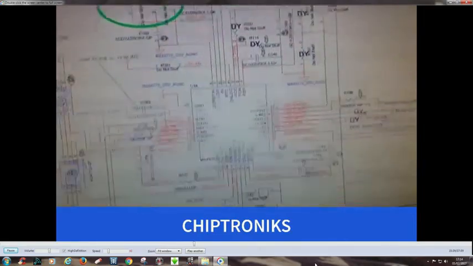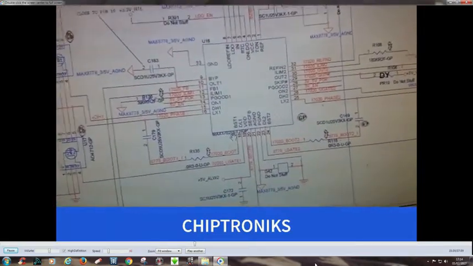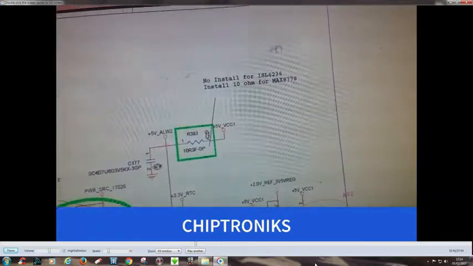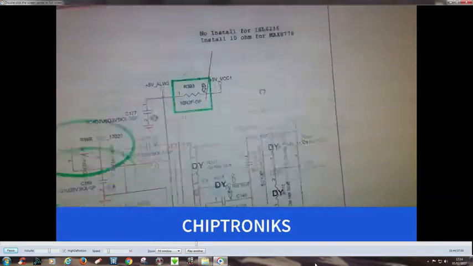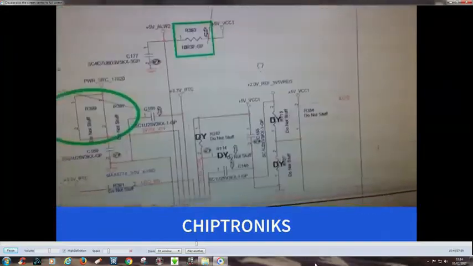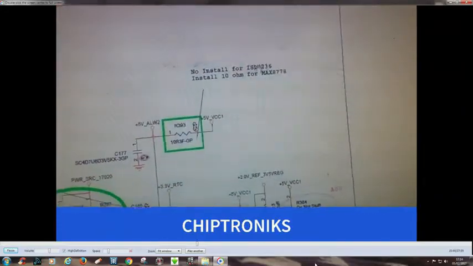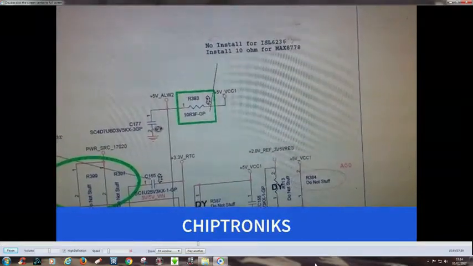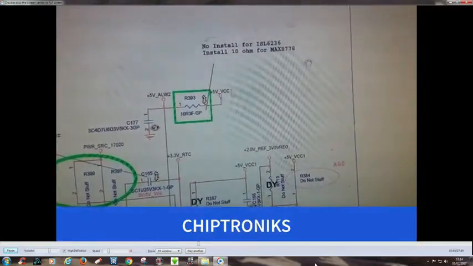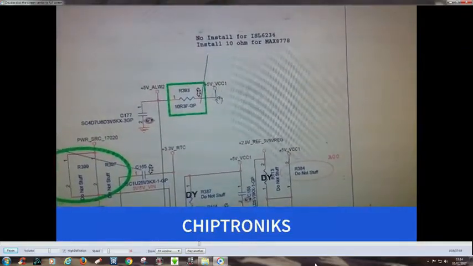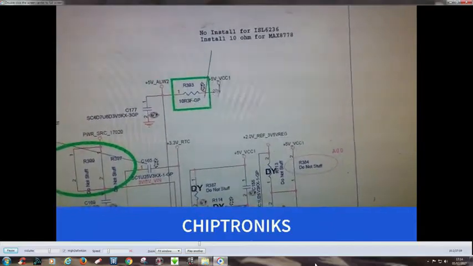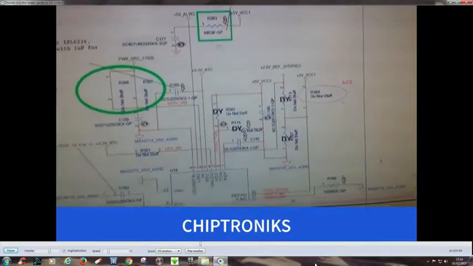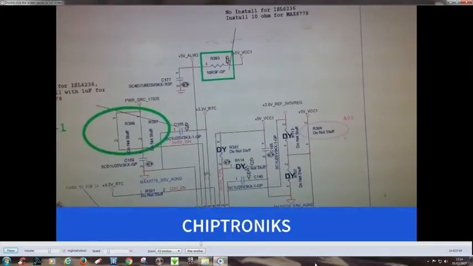And here you can see this 3V 5 volt regulator is 17020E. That is, you can use these two voltage regulators in place of this voltage regulator. But while you are using ISL 6236, you don't require this resistor, and if you are using MAX 8778, then you have to install a 10 ohm resistor over here. This is a very important point written over here. So we have already checked.